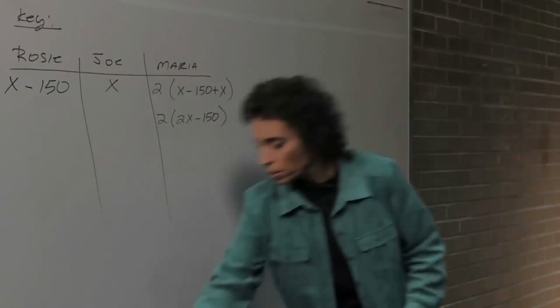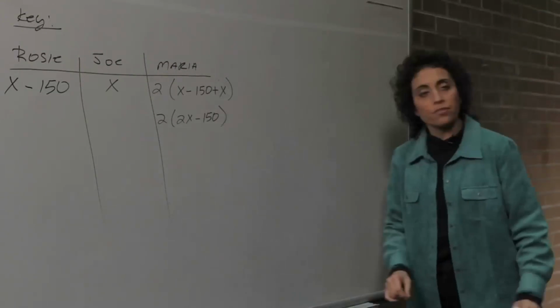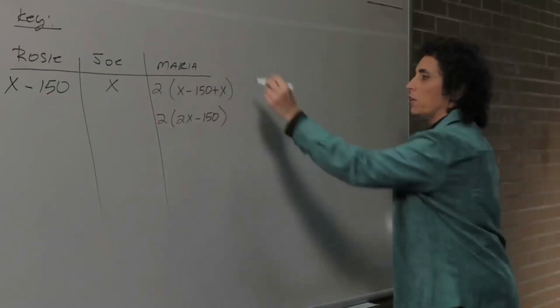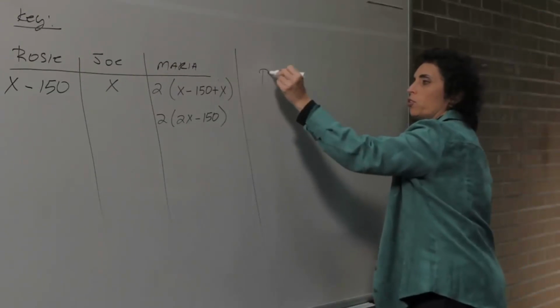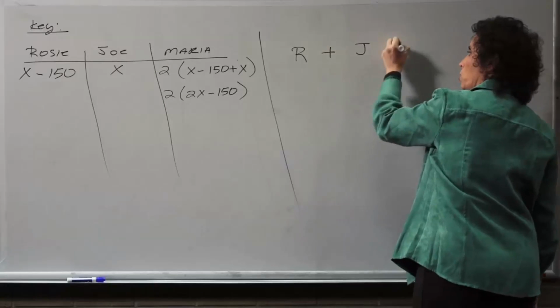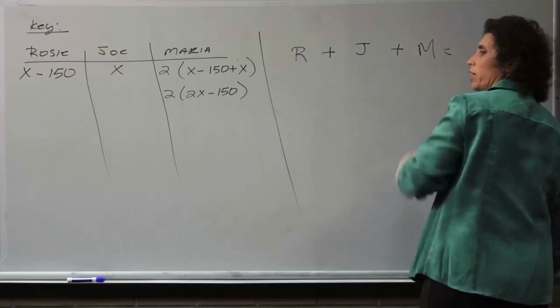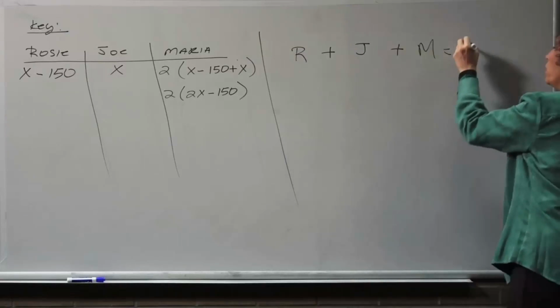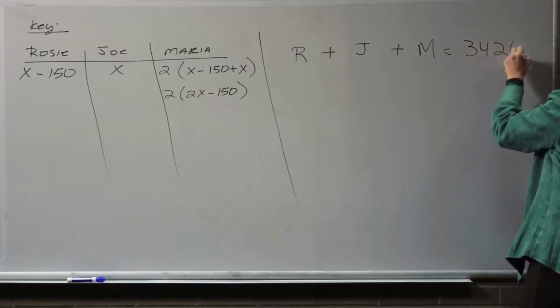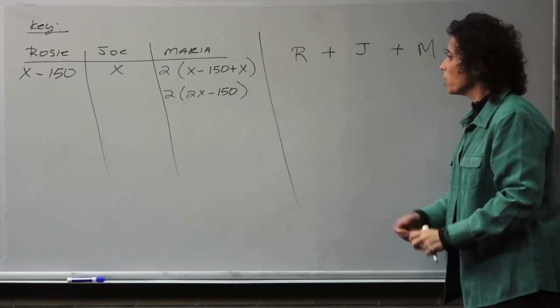So if you did that, that's awesome, because that was a little tough. Okay, now we're going to set this up. What we also know is Rosie plus Joe plus Maria has saved up $3,426. All right, so here we go.